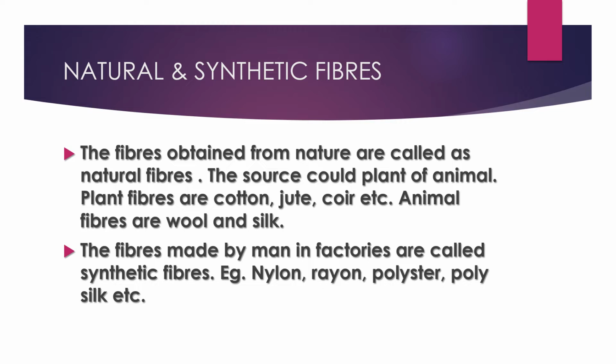What are natural and synthetic fibers? Fibers obtained from nature are called natural fibers. The source could be plant or animal. Plant fibers are cotton, jute, coir, etc. Animal fibers are wool and silk. The fibers made by man in factories are called synthetic fibers. Examples are nylon, rayon, polyester, polysilk, etc.